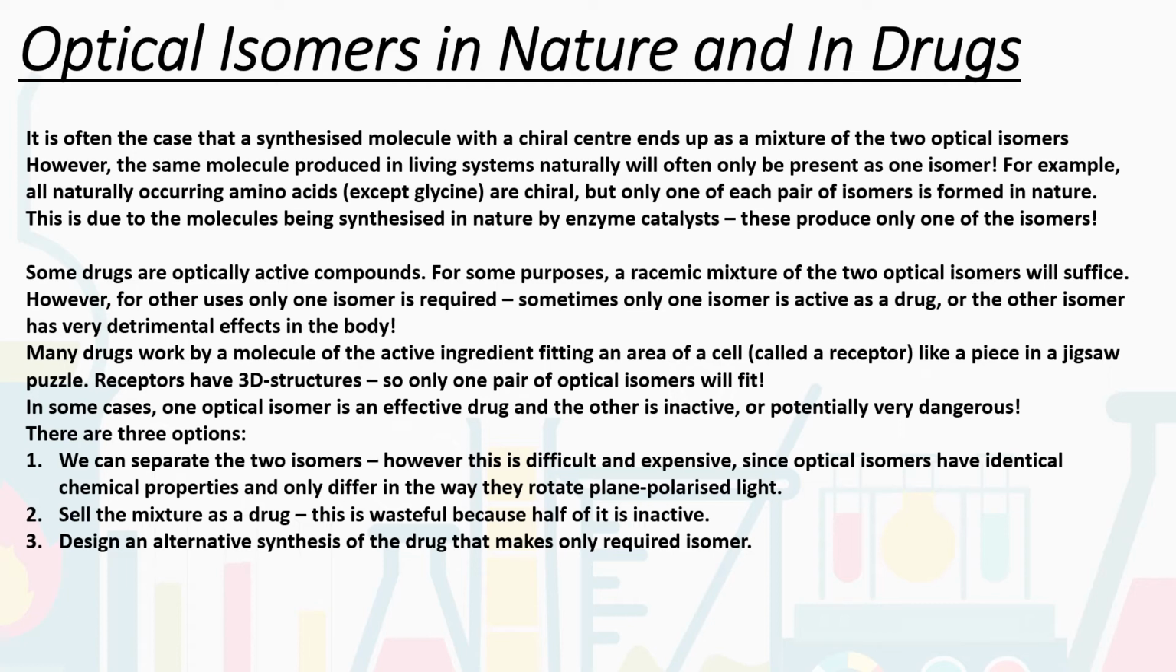However, for other uses, we only want one isomer. And the reason for this is because sometimes only one of the isomers is actually active as a drug. So if we put the racemic mixture in, we're only getting half the effectiveness because only half of that mixture is active as a drug. We're wasting the other half. Or it could be that the other isomer has very detrimental effects in the body.